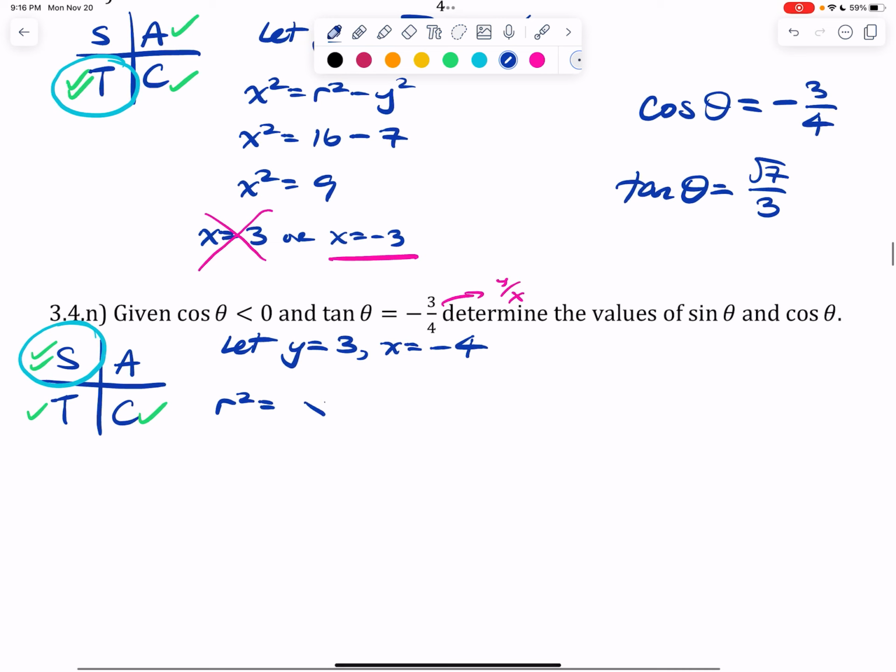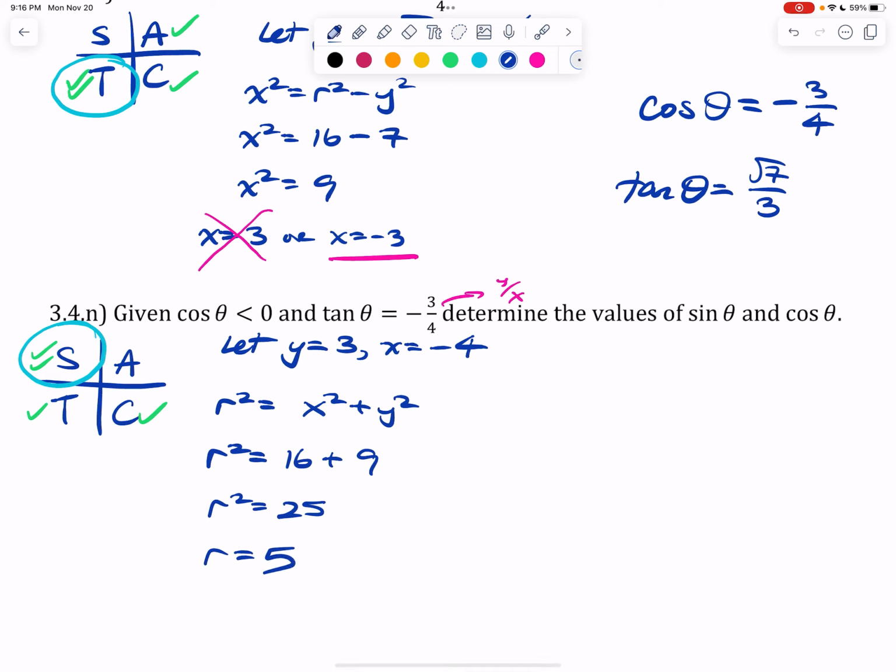R squared is x squared plus y squared. That's a thing we know. So r squared is 16 plus 9. And r, we don't say positive or negative, because remember, r has to be positive. So r is 5. Therefore, sine theta is y over r. So that is 3 over 5. And cos theta is x over r. That's negative 4 over 5.